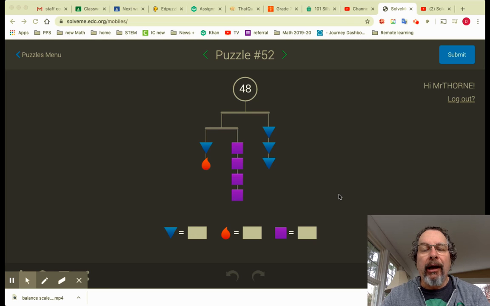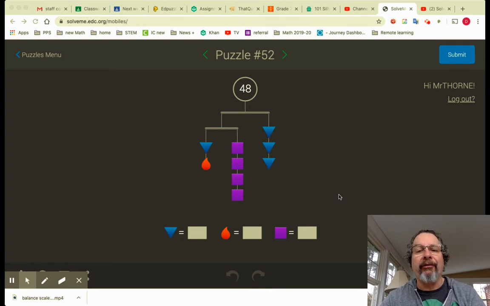Good morning. Today we're going to look at some Solve Me Mobile puzzles to think about finding missing values in equations. We can use the puzzles because they're set up like balance scales, and a balance scale is a good model to use to think about an equation because the balance means that both sides would be equal.